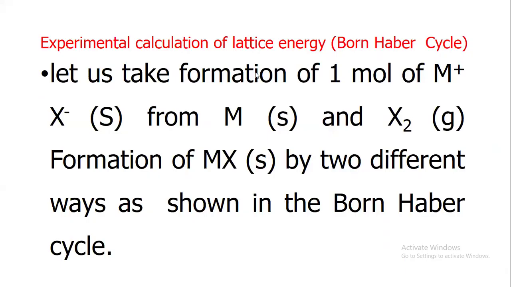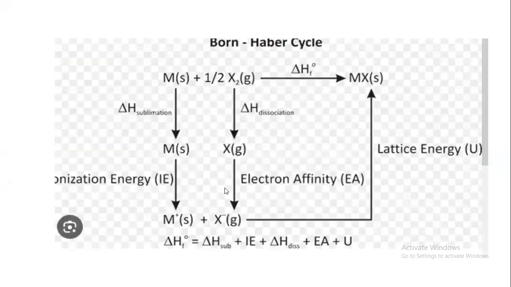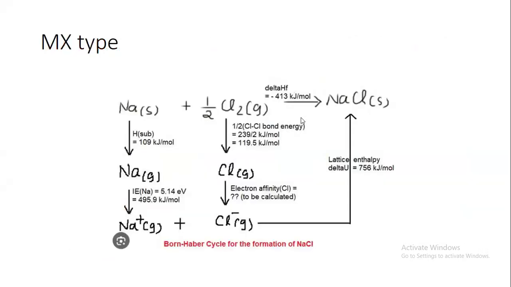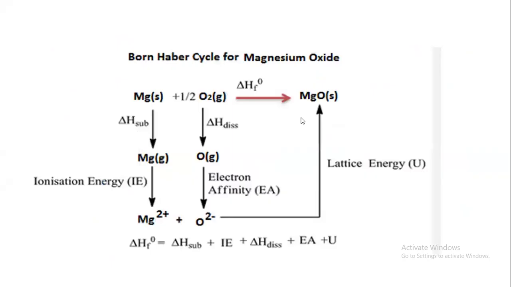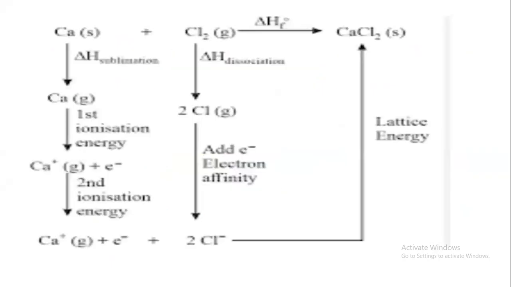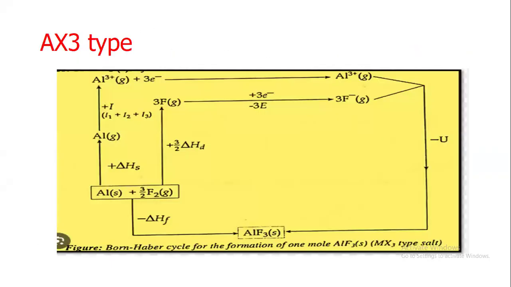Experimental calculation of lattice energy: the Born-Haber cycle. Let us take the formation of 1 mole of M plus and X minus ions from metal M and X2 gas. Formation of MX by two different ways is shown in the Born-Haber cycle. It includes metal sublimation, ionization energy, dissociation energy, electron affinity, and the lattice energy. Different types of Born-Haber cycles.